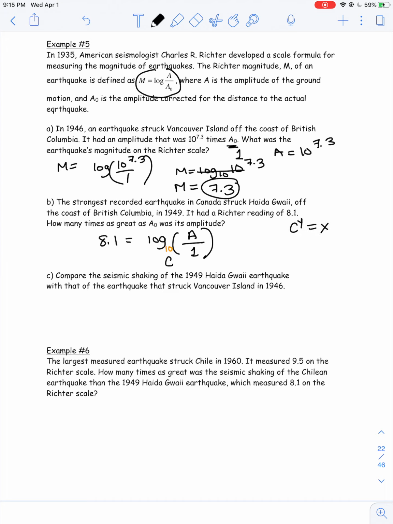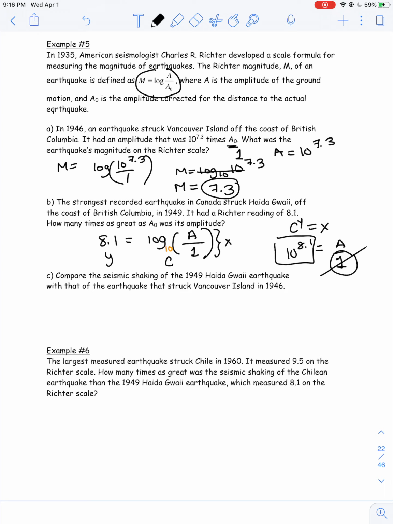And then in our log form, our answer is always our Y value. And this value right here is your X. So it's going to be 10 to the power of 8.1 equals our A over 1. The 1 doesn't affect our answer, so we don't need to even care about that. But this is it. This is going to be the amplitude.